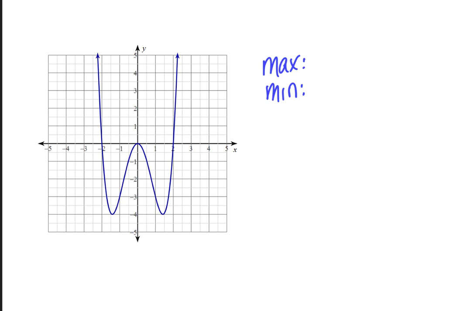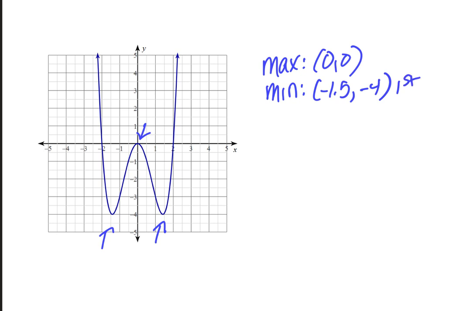So the max is right here, and that value is 0, 0. The minimums are there and there. Those are your two minimum values, and we're going to say they're negative 1.5, negative 4 for the first one, this one, and 1.5, negative 4 for the second one. It's just going to make it a little easier to reference.